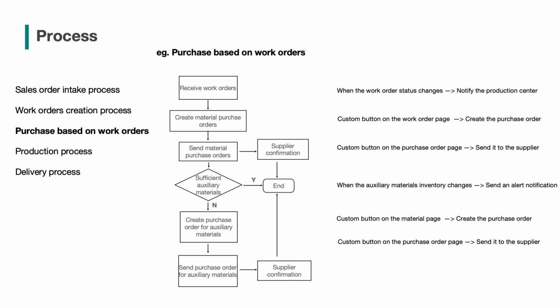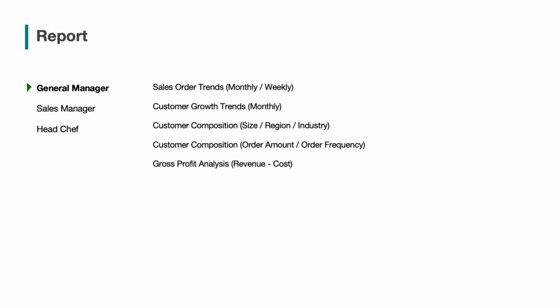On the right side of the flowchart, we can draft specific architectural content for each step. For example, the node for Create Material Purchase Orders corresponds to the creation of a custom action, a type of workflow, on work orders. The final content is the report for managers, which provides actionable insights to support decision-making.